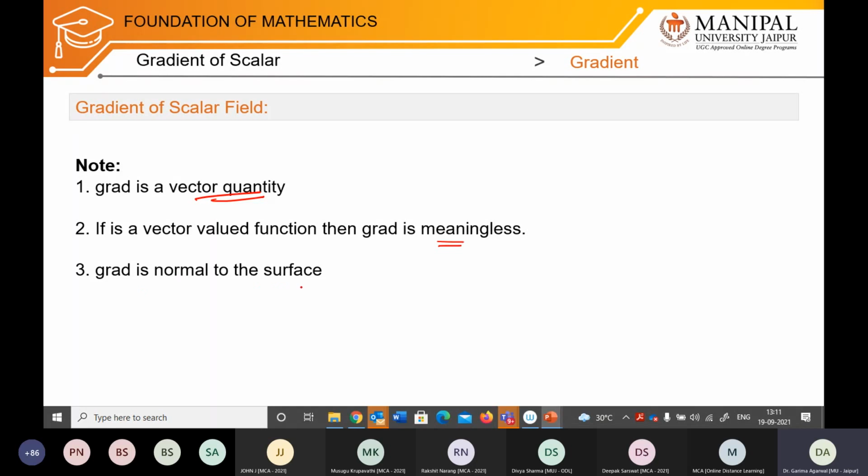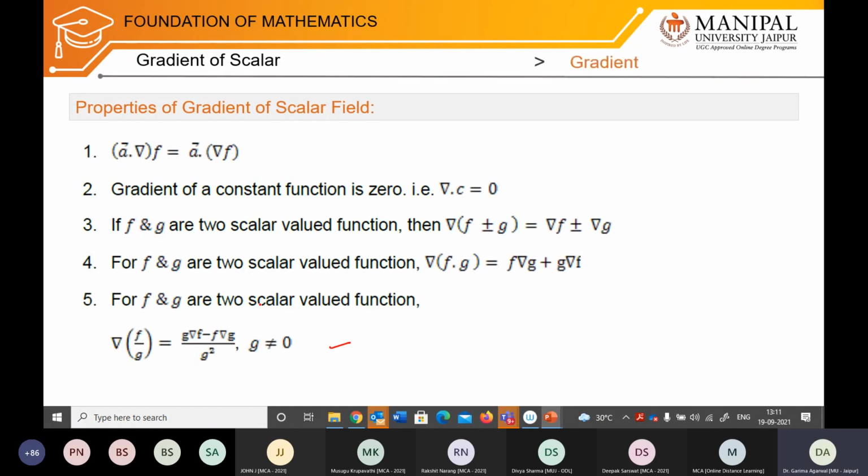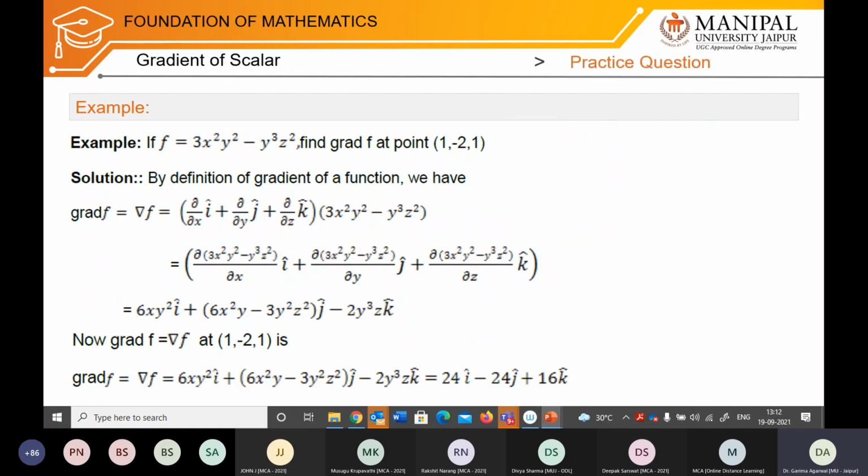Gradient is normal to the surface. What is gradient? Let's say I have this surface, right? And this one is the tangent of the surface, and this one is the normal. Normal is what? Perpendicular to tangent. So this normal is denoted by gradient f, where f is the surface, right? This is the geometrical interpretation of gradient.